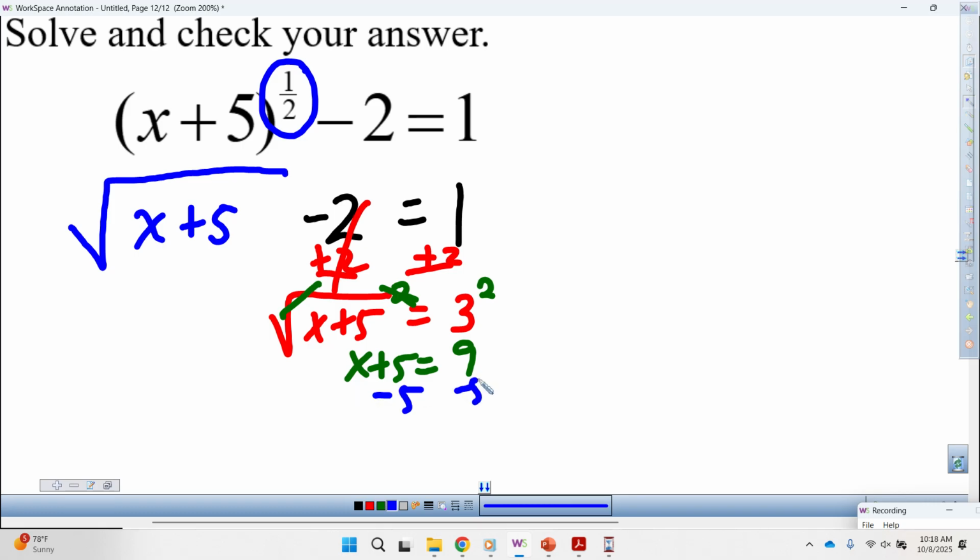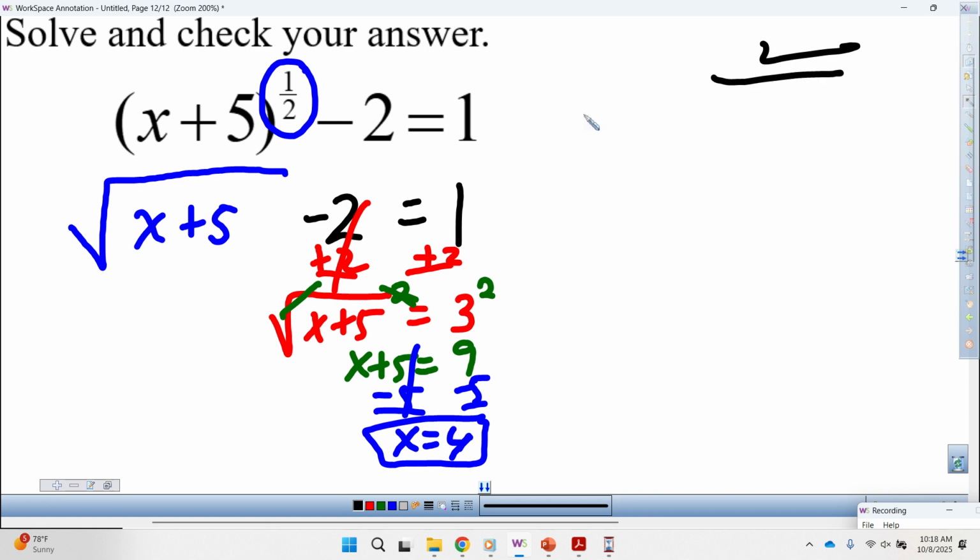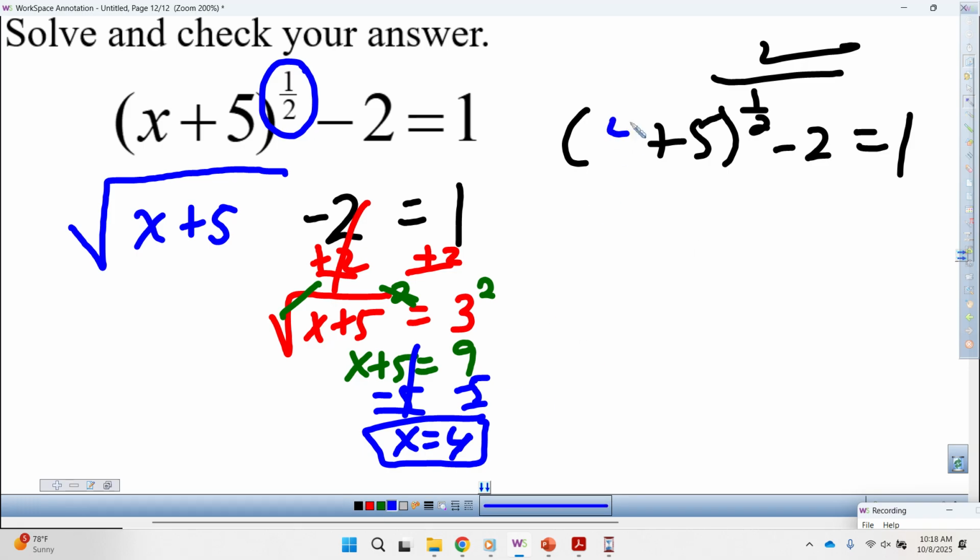Subtract 5, subtract 5. X equals 4. All right, I'm going to put a big check mark on the right over here, and then we're going to check it. Parentheses x plus 5 to the 1/2 minus 2 equals 1. But instead of x, we're going to substitute what value? 4.